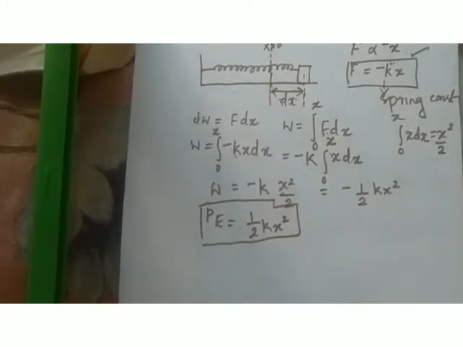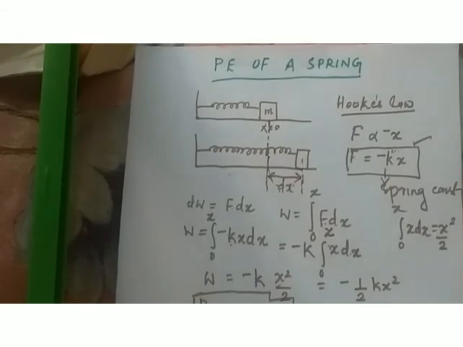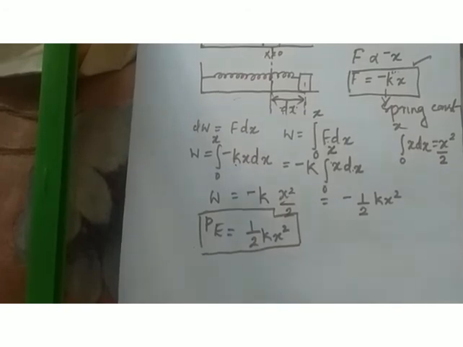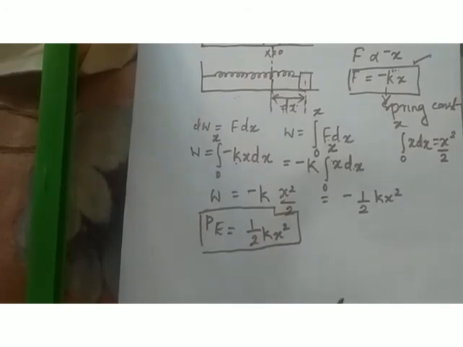Okay, so this is the expression for potential energy of a spring. What is the expression for potential energy of a spring? It is half kx square. And if the spring is displaced from initial position to final position and back, the total work done will be 0 because spring force is a conservative force.